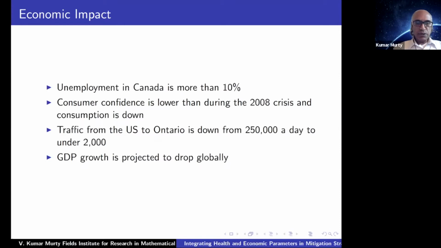You may say, when the border is closed, why is there any traffic? Because some emergency traffic is allowed. That comes to about 2,000 people a day. So that certainly has an economic impact, because those people come here for a short time and go back. But while they're here, they spend money here. And there are projections of the GDP. It's expected to drop globally, and more so in some jurisdictions than others. But everywhere, we're not seeing any place that's saying our GDP is growing.